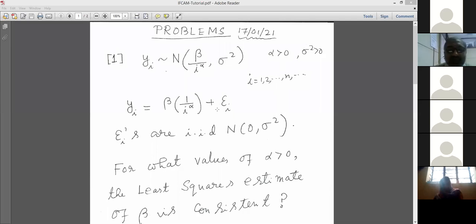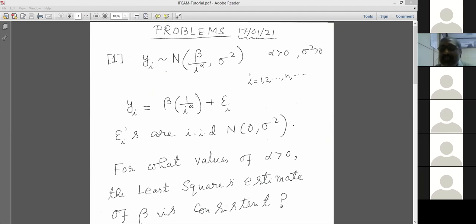Now comes the actual question. For what value of alpha is the least square estimate of beta consistent? Now, all of you work on this problem. I give you 5 to 10 minutes. What do you have to do here? You know that the least square estimate is unbiased. You only have to check that the variance tends to 0.